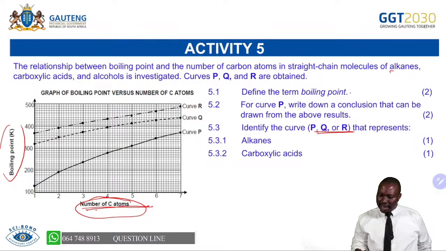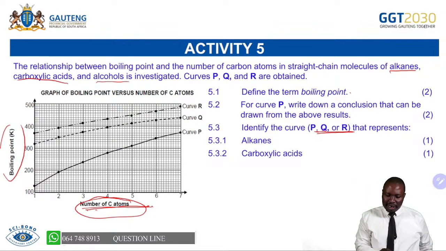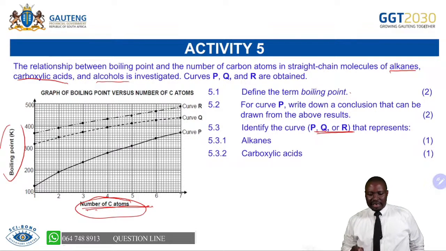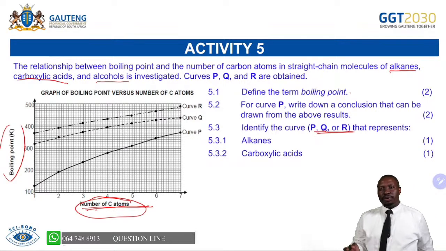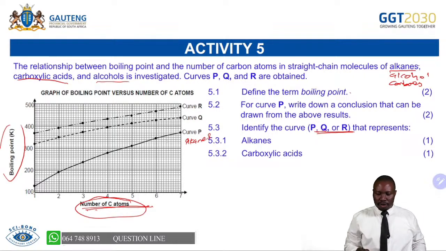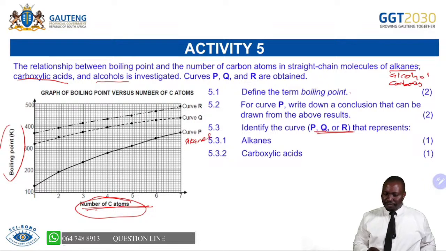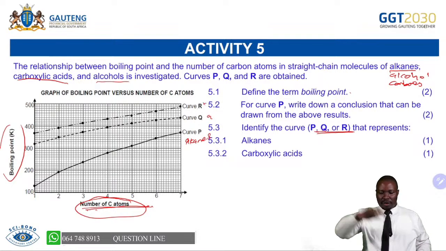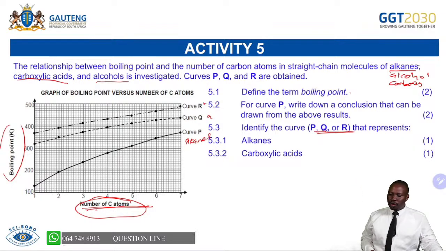Remember, they said we have alkanes, we have alcohols and carboxylic acid. And look at the order that they are given there. They say alkanes, carboxylic acid, alcohol, because they want to confuse you. But your job is to arrange them: alkane first, followed by alcohol, followed by carboxylic acid in terms of strength. Alkanes will be P because they have the weakest intermolecular force, so they will have a lower boiling point. Then followed by alcohol, which is Q, followed by R, which is now carboxylic acid with the highest boiling point. So you are able to get it from there.